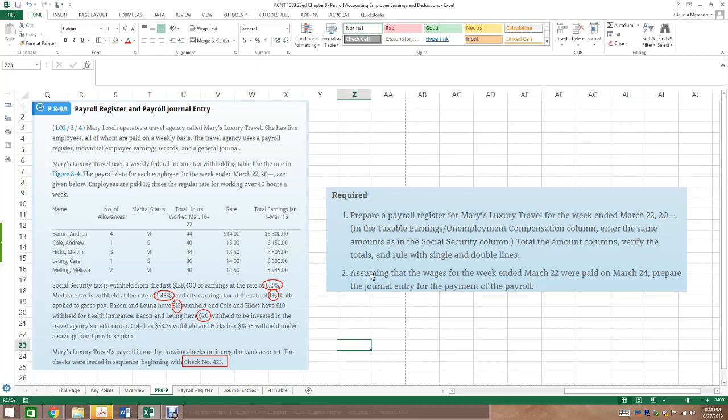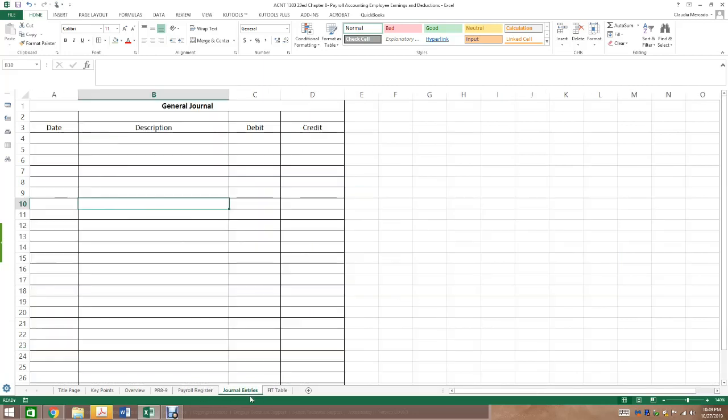It says here, assuming that wages for the week ended March the 22nd were paid on March the 24th. So we want to know when exactly we are paying our employees so I can record my entry. The payment is going on March the 24th. They're asking us to prepare the journal entry for the payment of the payroll. So we're going to go to my journal entries. This is happening on March the 24th.